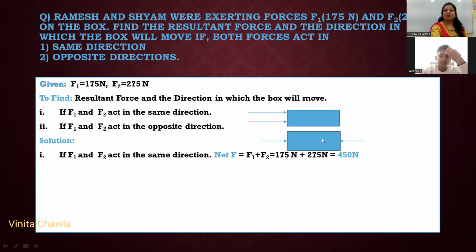Okay. So first, let's take the first case when both the forces are acting in the same direction. So when both the forces are acting in the same direction, then we find the net force by adding these two. And net force is 450 Newton, we are getting here.